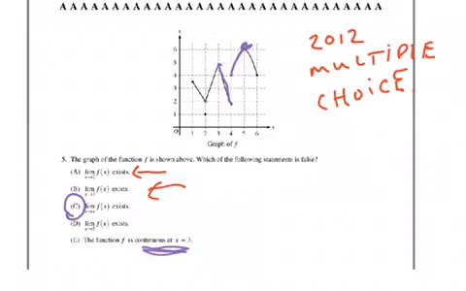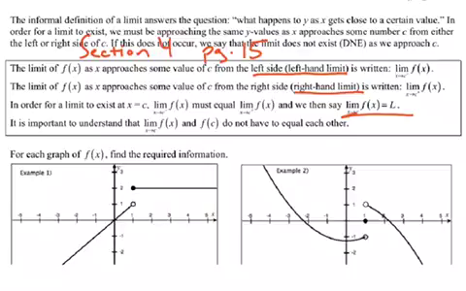lift up your pen or pencil, it's continuous. Because I don't ever have to lift up my pencil, E is incorrect as well. So the only one that makes sense is C, and there's your answer. Again, if you're struggling with this question, refer back to section 4, page 15.